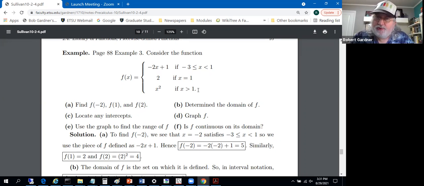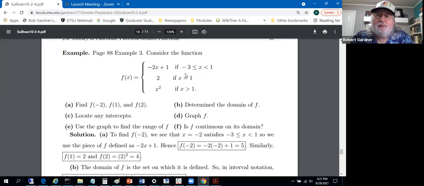How many functions do you see? One, f. It looks like three pieces, but there's only one function, and its name is f. Which piece do you use? Well, that depends what you input. If you input a number between -3 and 1, including -3 and excluding 1, you use that piece. If you put in 1, you use this piece. Plug in a number bigger than 1, you use that piece.